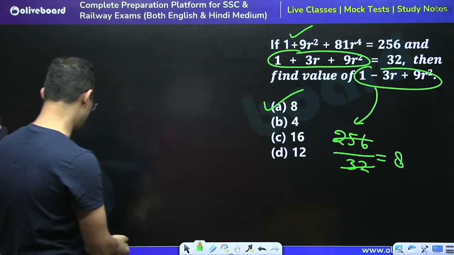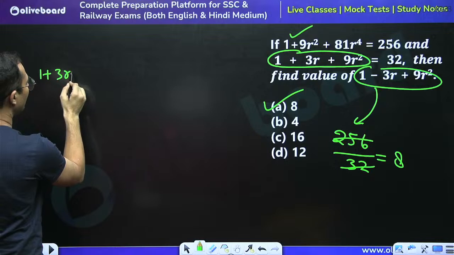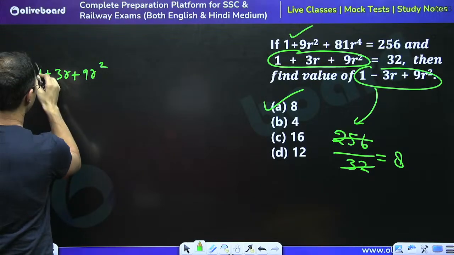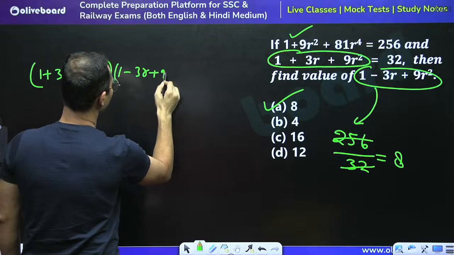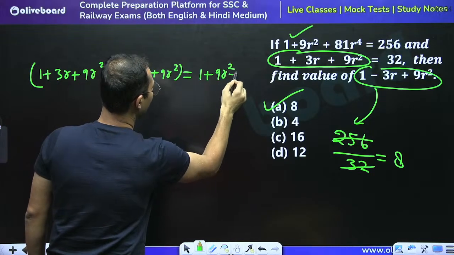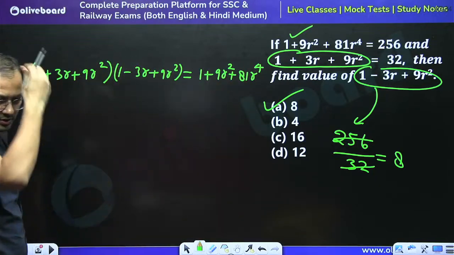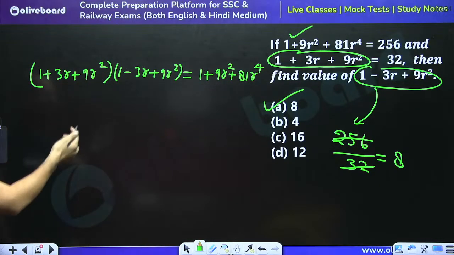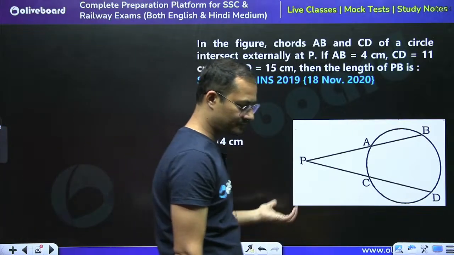So moving forward, we must know that 1 plus 3r plus 9r square into 1 minus 3r plus 9r square is equal to 1 plus 9r square plus 81r to the power 4. So there is no confusion regarding this. Now tell me what is the answer of this question.